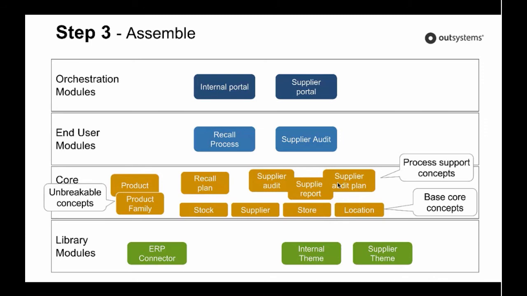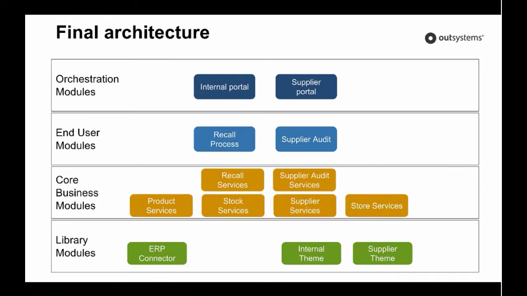As I mentioned before, this is a very simplified problem, and I'm not even representing here the patterns that I explained before, the fact that we need to put a synchronization process on top, or we need to expose an API. So basically, the result here is that these are the services that I'm going to build. So I have this base service, store service, supplier service, stock service, product service. Then I have the supplier audit service, because this is to support the supplier audit, the recall service to support this one.